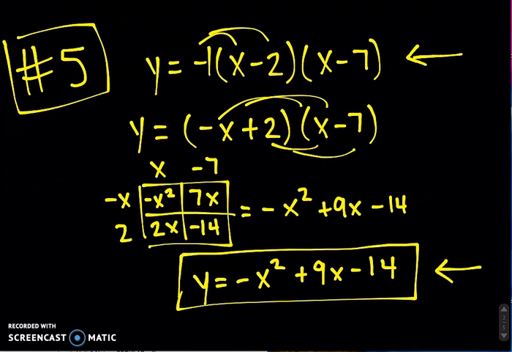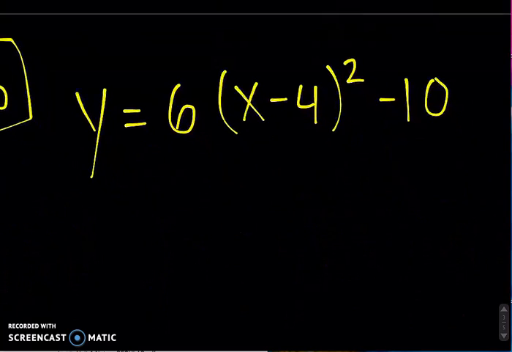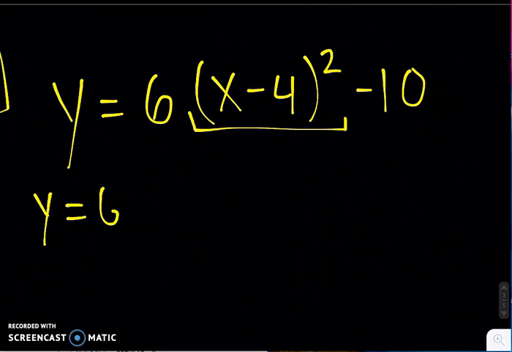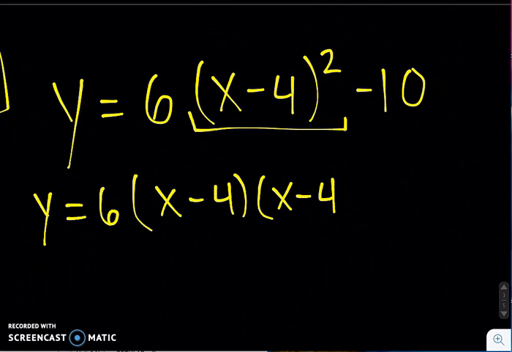So let's look at an equation that is in vertex form and put it in standard form. So if we have the equation y equals 6 times x minus 4 squared minus 10, I'm going to expand this x minus 4 squared. Something squared is itself multiplied together twice. So I'm going to rewrite this as 6 times x minus 4 times x minus 4. And then the minus 10.